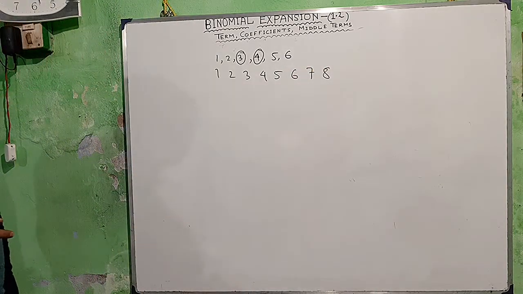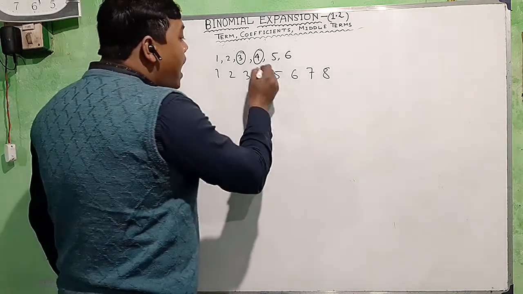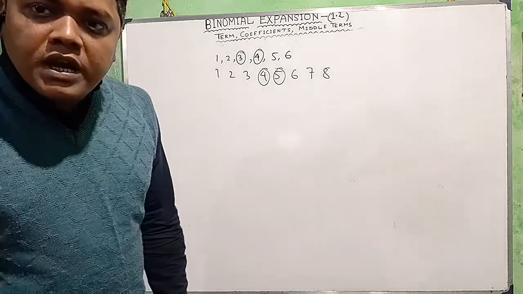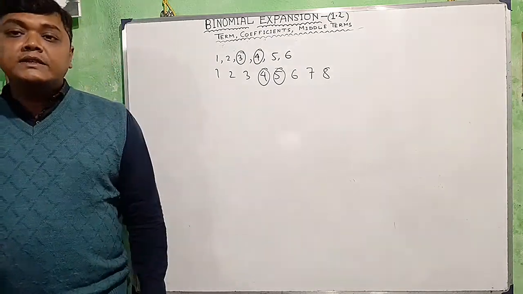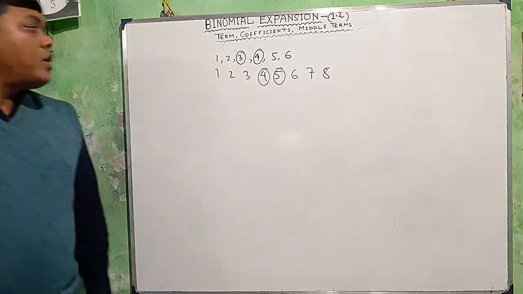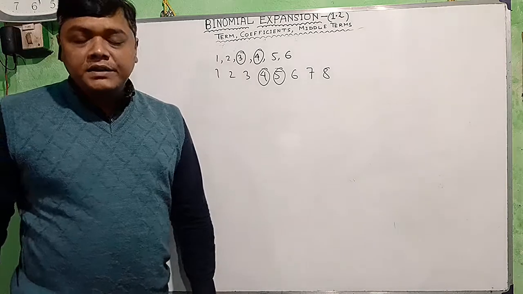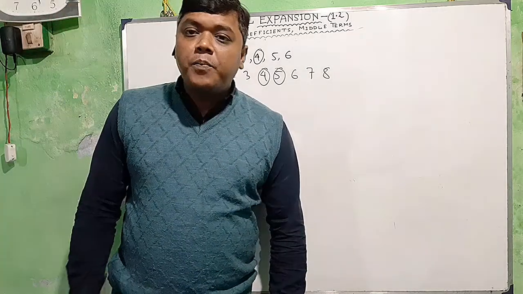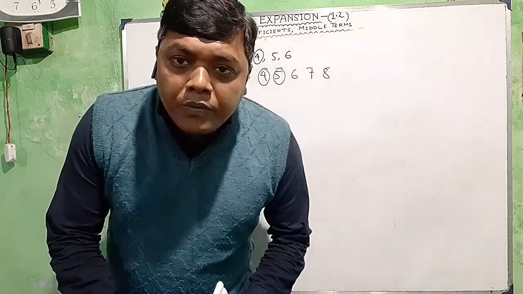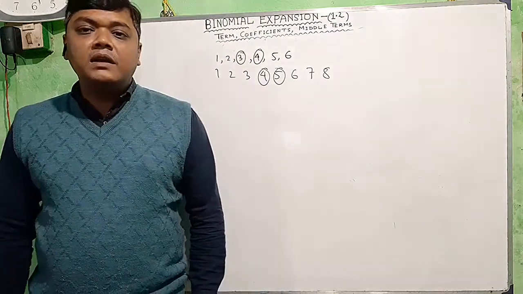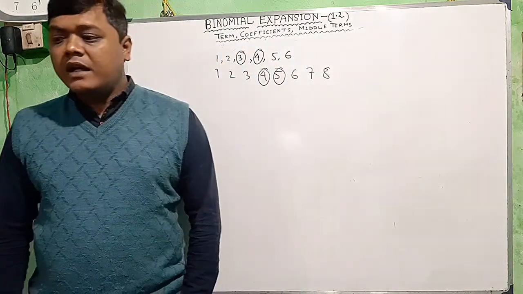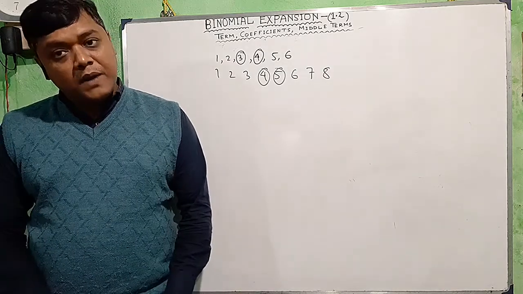So what are the middle terms? The middle terms are 4 and also 5. So when n is even, we will get 2 middle terms. When n is odd, we will get only 1 middle term. In this case, we have already discussed that in the expansion of (a + b) to the power n, the total number of terms present there is n plus 1, because if the index is n in the expansion, then the total number of terms is n plus 1.